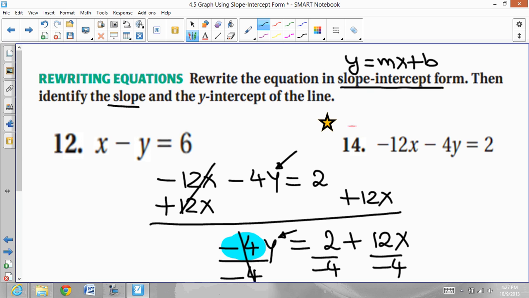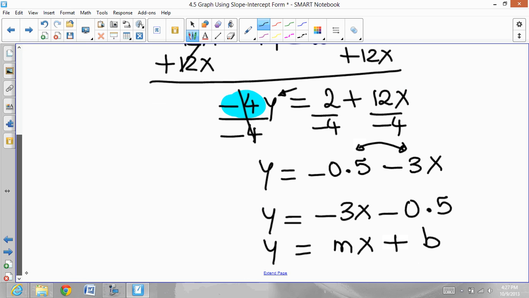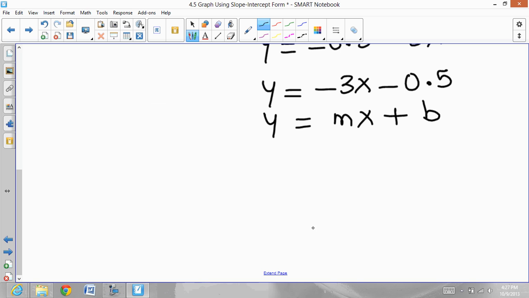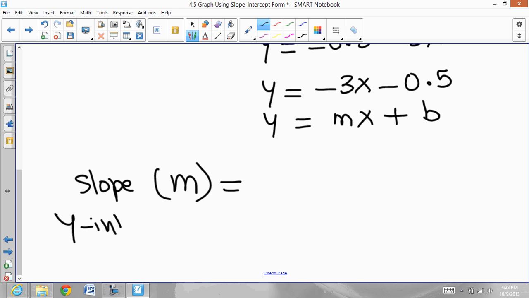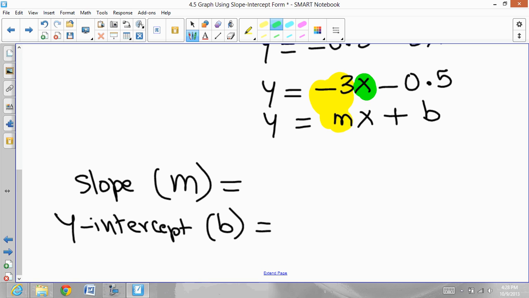Then they are asking you to identify the slope and the y-intercept. They want you to find out which one is the slope and what number you have for the y-intercept. So the slope is m and the y-intercept is your b. So let's use the highlighter. So this is my slope, and this is my x, and this is my b. So watch the colors.